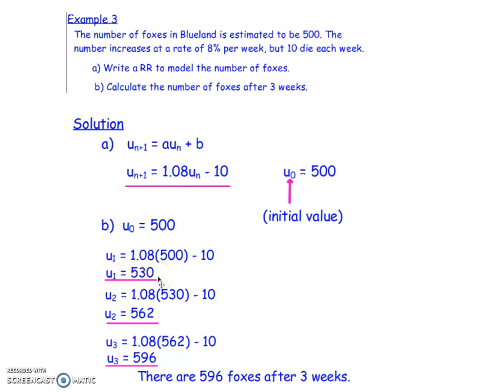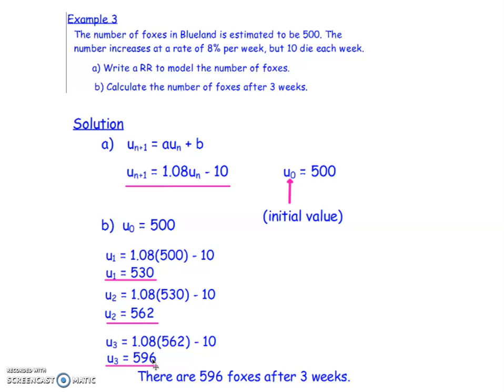To get week 2, we substitute 530 into the recurrence relation. So 1.08 times 530, subtract 10. And that gives me 562. And then finally, u_3, we substitute it in. 1.08 multiplied by 562, subtract 10, and that gives us 596. So there are going to be 596 foxes after the 3 weeks.